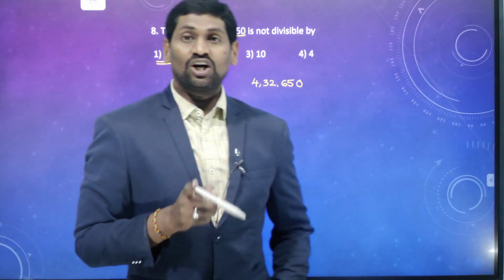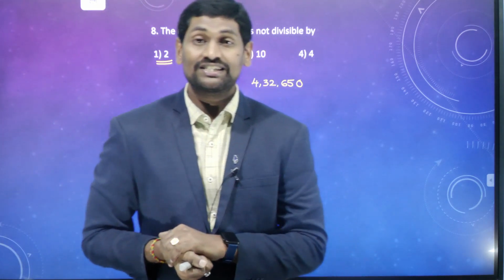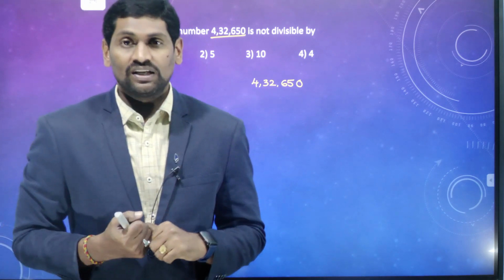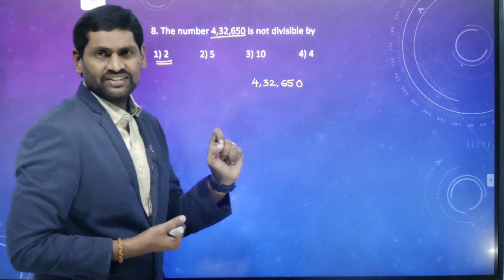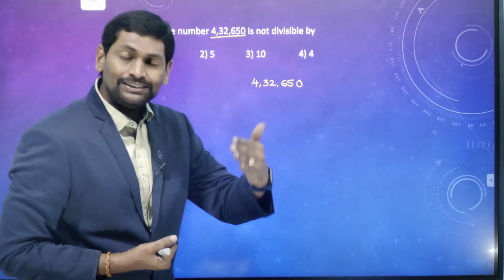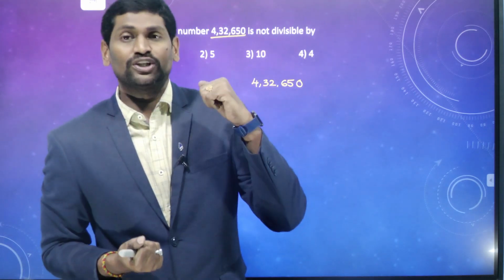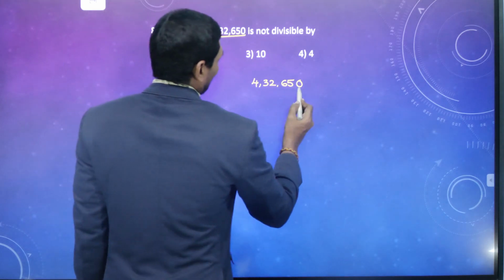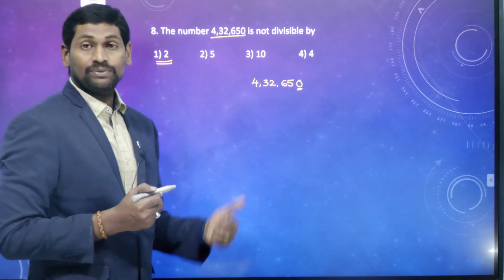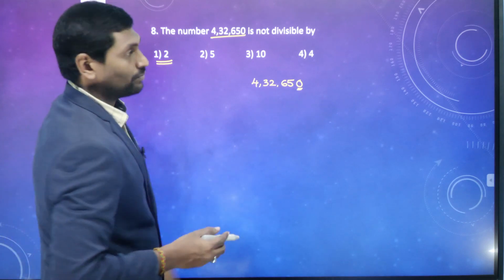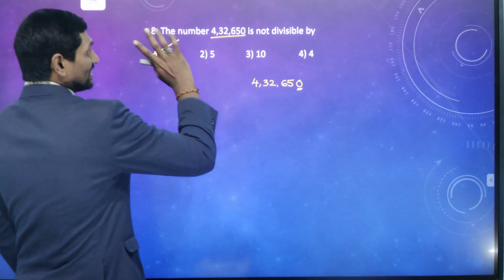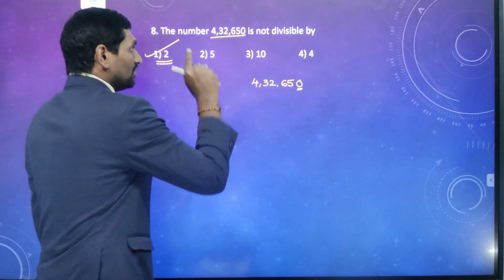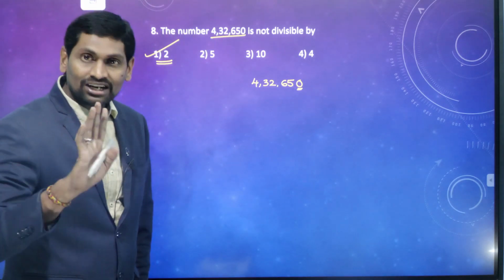If the last digit or units place digit of a number is 0 or a multiple of 2, then the number is exactly divisible by 2, or 0 or an even number also we can say. See, last digit, yes, last digit is 0. That means the entire number is exactly divisible by 2. 2 is one of the options, but the question asks which is not divisible. That means the first option is not our answer.